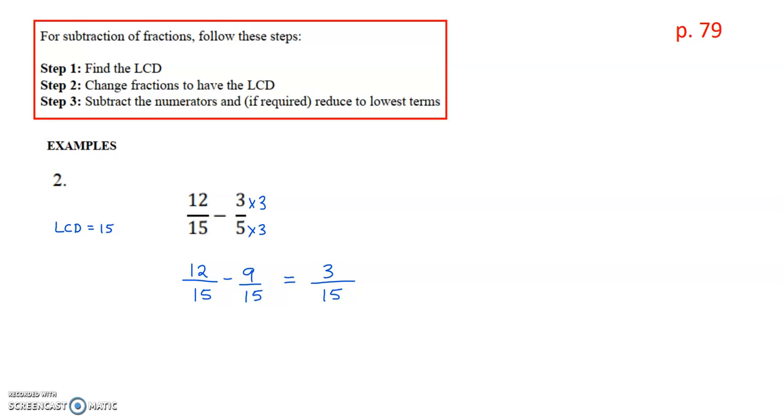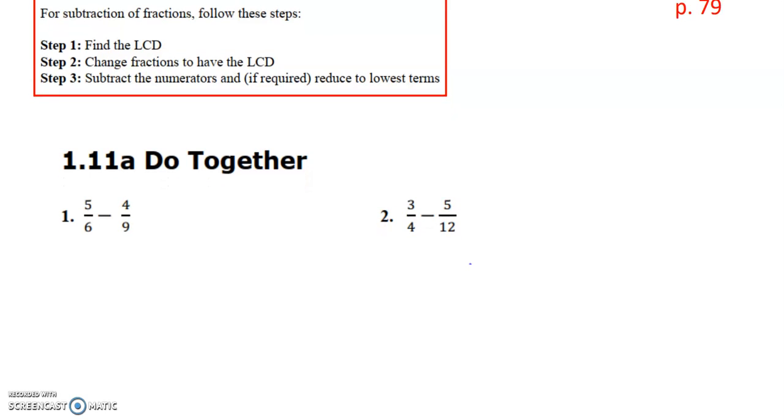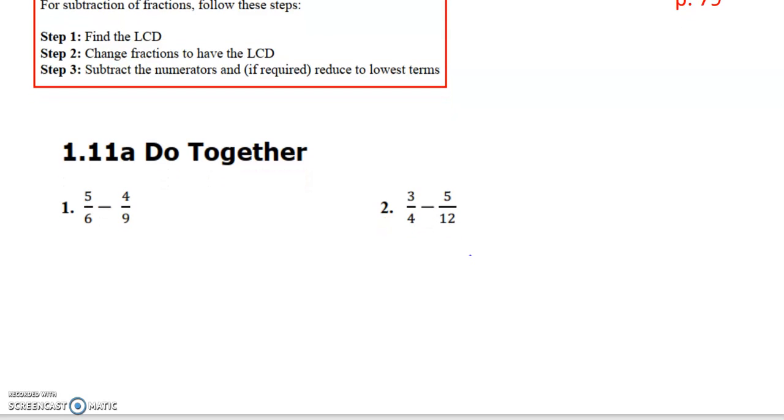Here we have a fraction that's not in lowest terms, so if we can divide, we must. Dividing by the same factor. 3 divided by 3 is 1. 15 divided by 3 is 5. So 1/5 is the final answer for number 2. We're going to do a couple more together here. Same method. Finding our lowest common denominator, changing our fractions, and using subtraction, leaving our final answer in lowest terms.